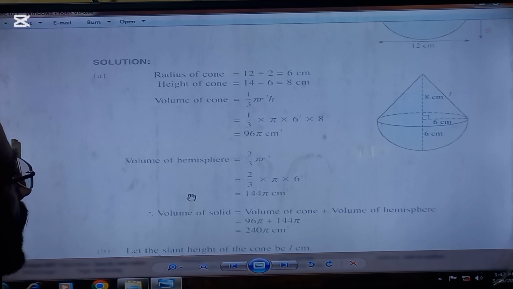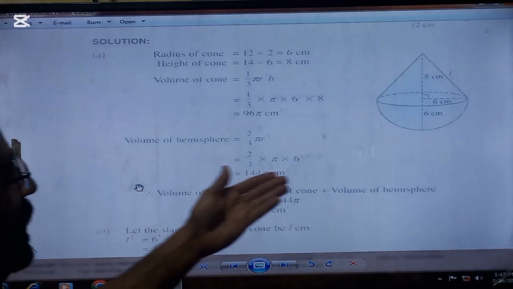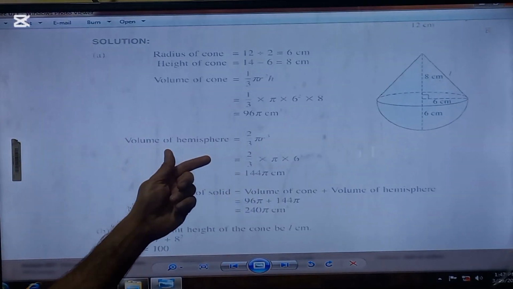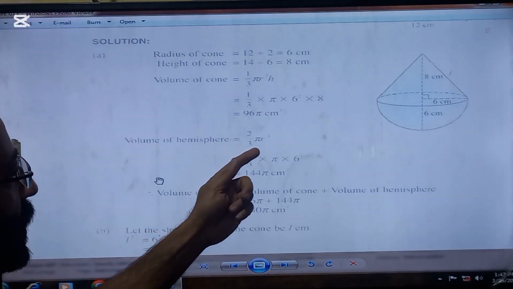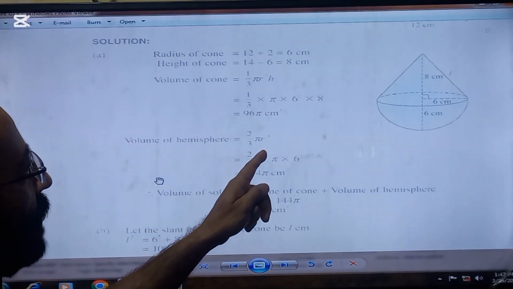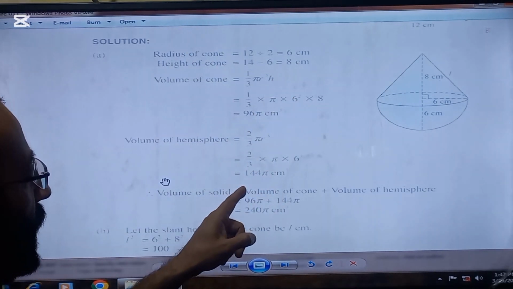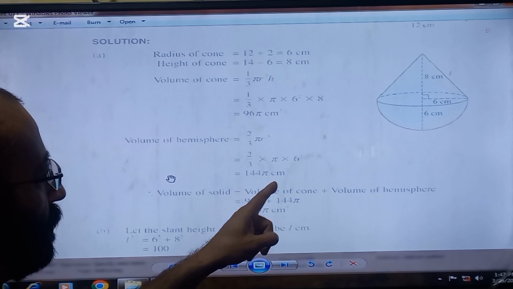Again, at this step we will find the volume of the hemisphere. The volume of a hemisphere formula is 2 by 3 pi r cubed, and again put in the value of r, that is 6. Now solve these values on the calculator, and the answer will be 144 pi.